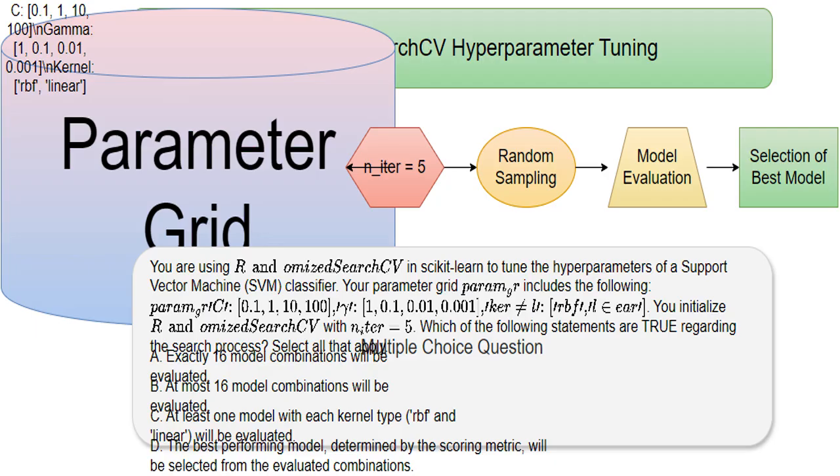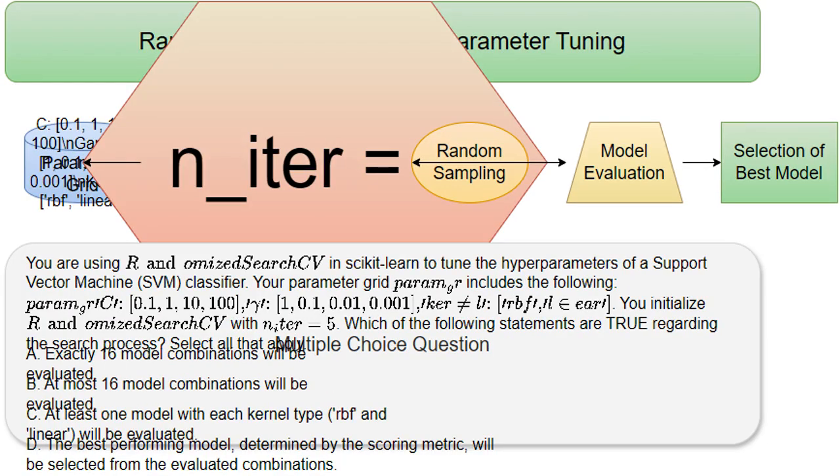This line defines the hyperparameter grid. It shows the possible values for C, gamma, and kernel that RandomizedSearchCV will consider. C and gamma are SVM parameters. Kernel specifies the kernel function type. The total number of combinations is 4 times 4 times 2 equals 32. This highlights a key aspect of RandomizedSearchCV. It samples randomly from the provided hyperparameter space. It does not exhaustively try every combination.